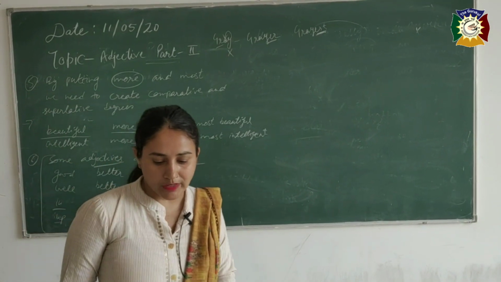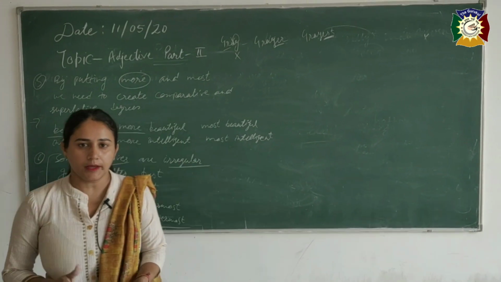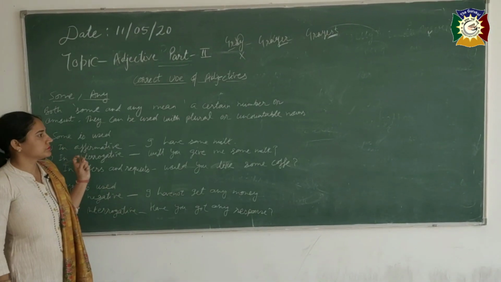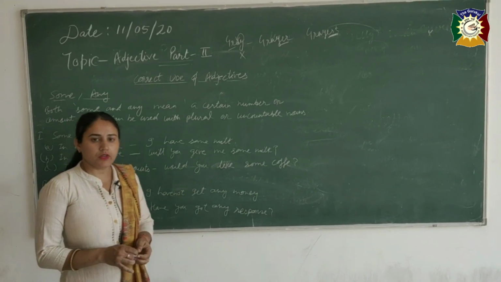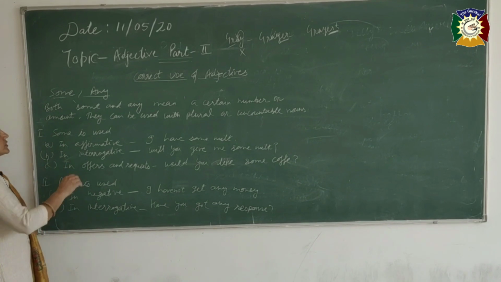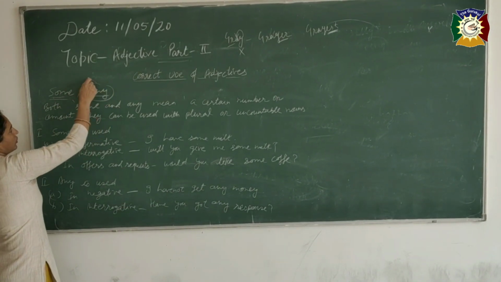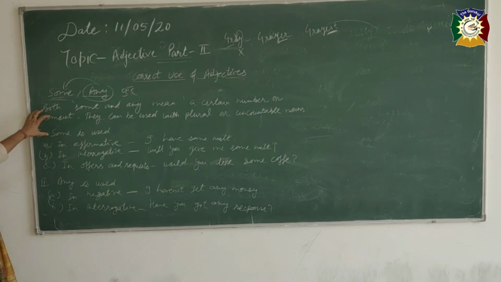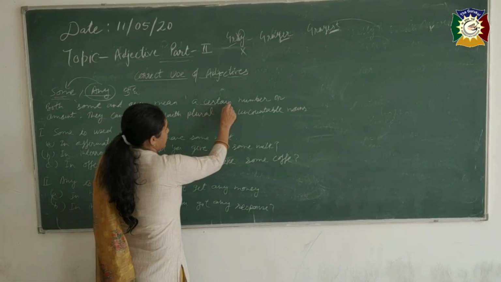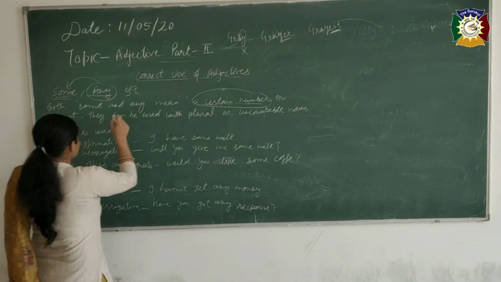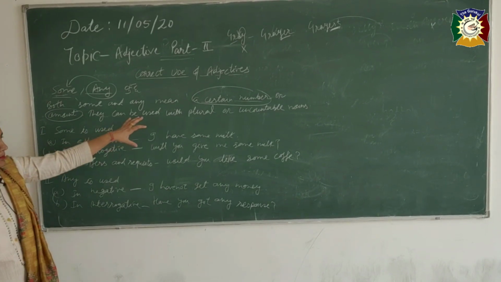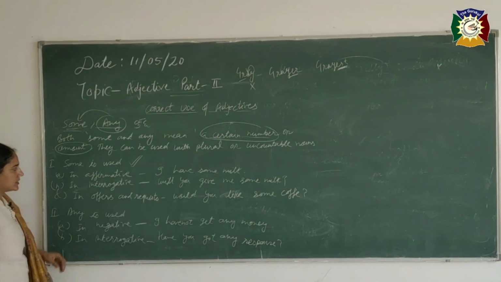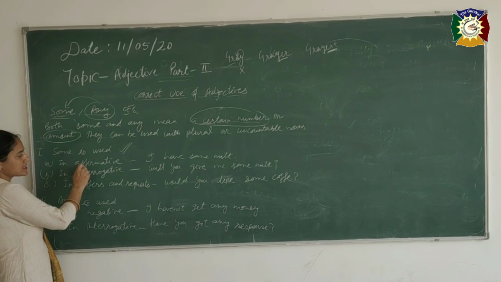Now we will go with the correct uses of adjectives. Okay, correct uses of adjectives. So dear students, we are doing the correct uses of adjectives. First one is here some, any. Both have the meaning in Hindi kuch. Right, some and any both have the same meaning. Both some and any mean a certain number, a definite number, or amount. They can be used with plural or uncountable nouns. Some is used, we have to be focused here, in affirmative. Affirmative means simple sentences.